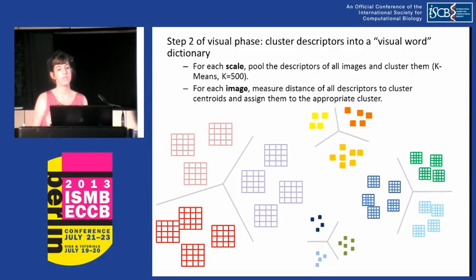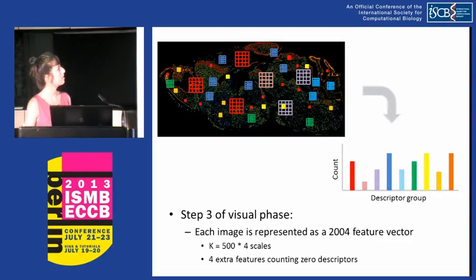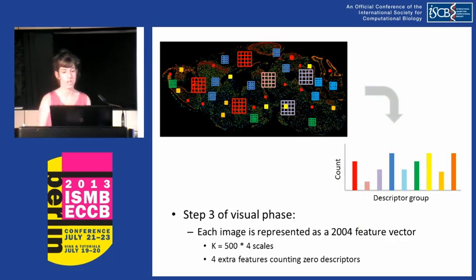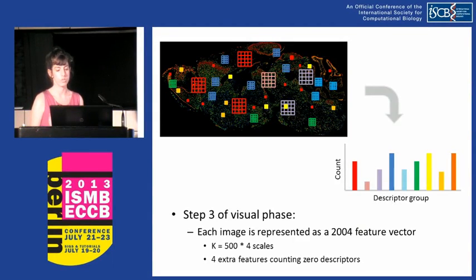And then, after doing that, for each image, we can measure the distance of all the descriptors of the image to the cluster centroids, and then assign them to the appropriate cluster. And then we can count how many descriptors from each type we have in each image, and represent each image as what's called a bag of words of visual features. So here's our image, and we have descriptors from different types. So for example, the red type here, we count how many we have of this, and then we create this histogram that describes the number of visual words that we have in the image. So this is called a bag of words representation.